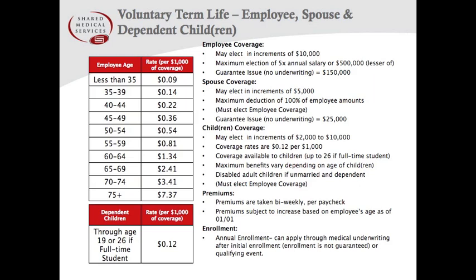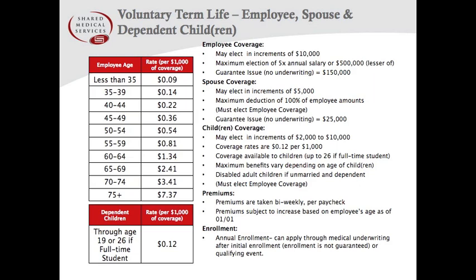Team members can elect increments of $10,000 to a maximum of the lesser of 5 times your annual salary, or $500,000. Unlike AD&D, there is a guarantee issue amount for this insurance. This means that team members can elect up to the guarantee issue without requiring medical underwriting or asking for a full medical history. The guarantee issue amount for team members is $150,000.